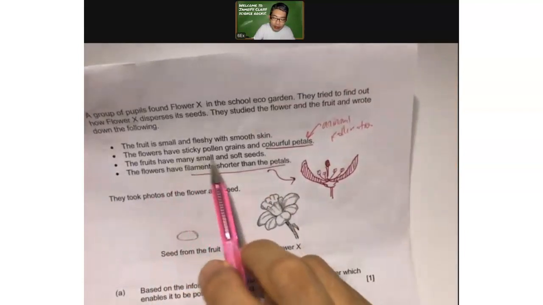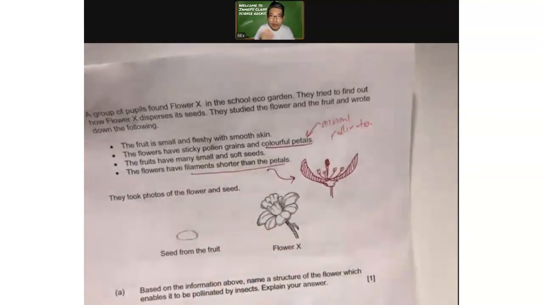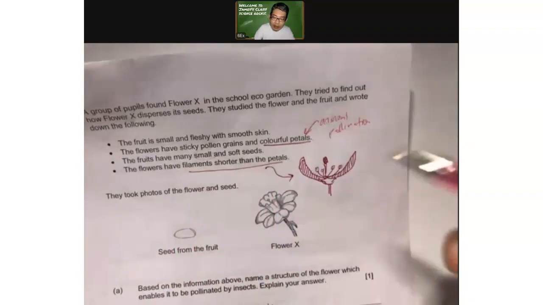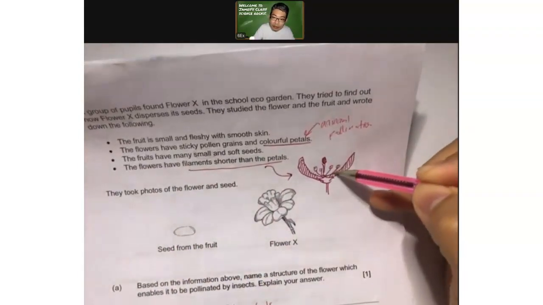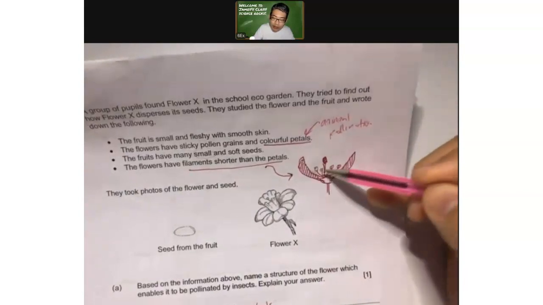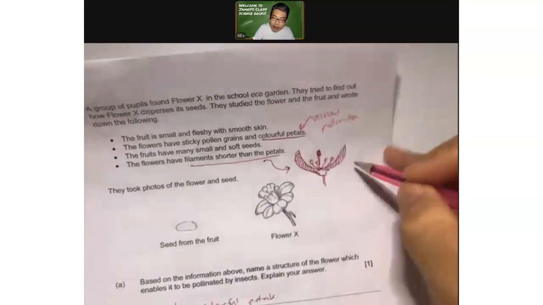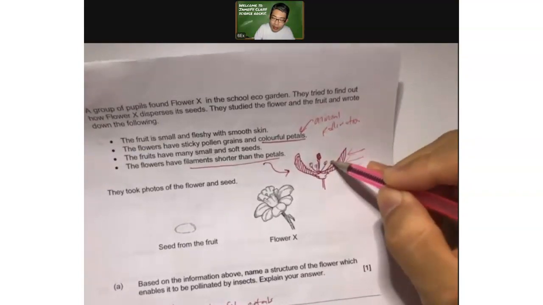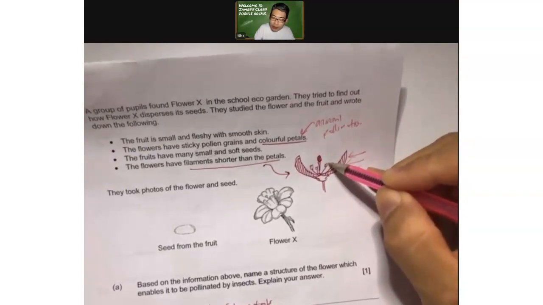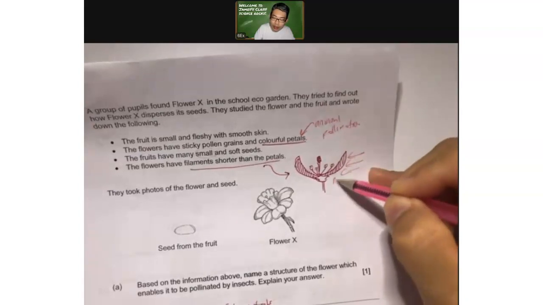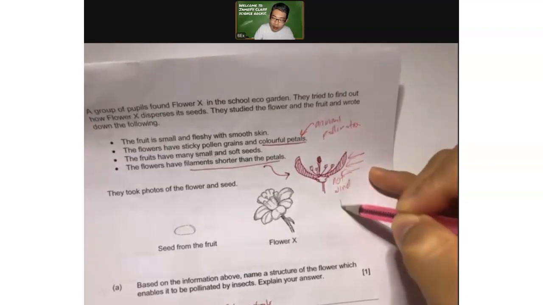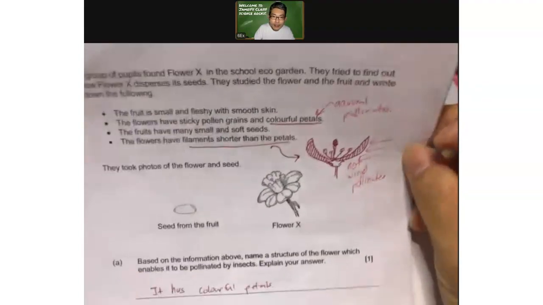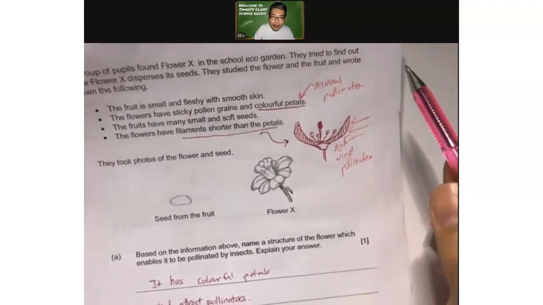Fruits have many small soft seeds. Small seeds means it can be swallowed. Flowers have filaments that are shorter than the petals. What does it mean? These are the filaments, right? These are the petals. Filaments shorter than petals means if wind were to blow against this flower, the wind will not blow against the anther. Pollen grains will not be blown away. So this is not wind pollinated. Definitely.